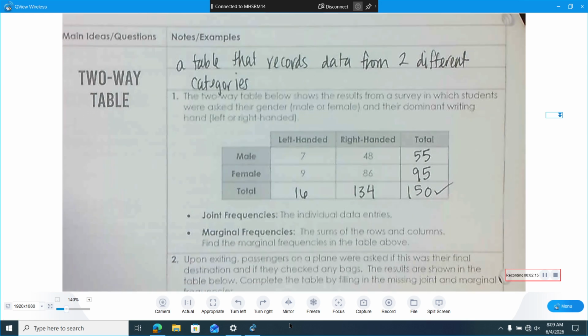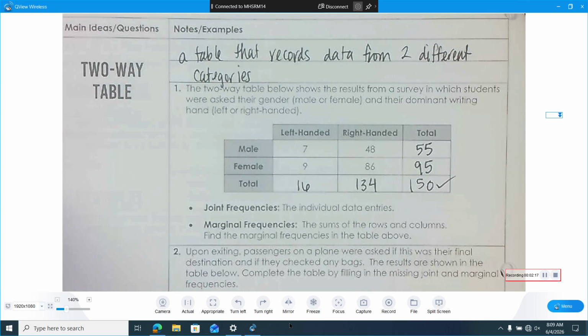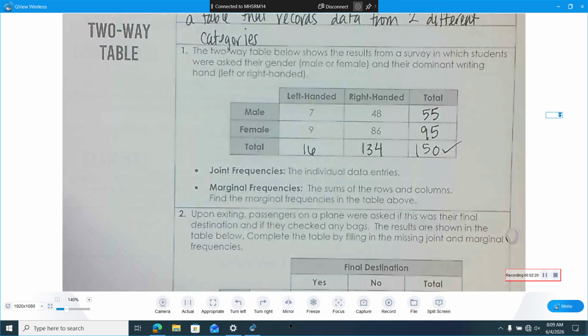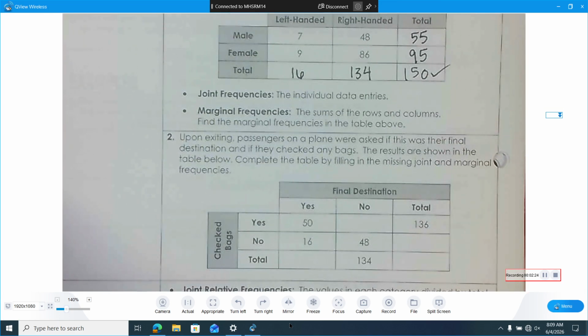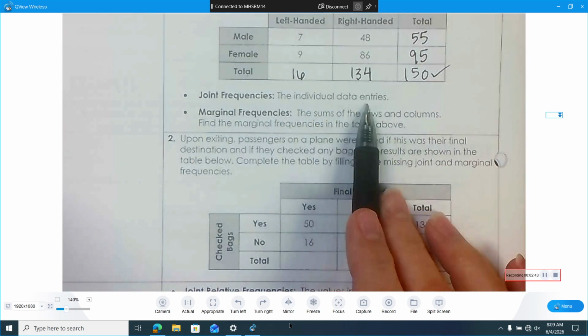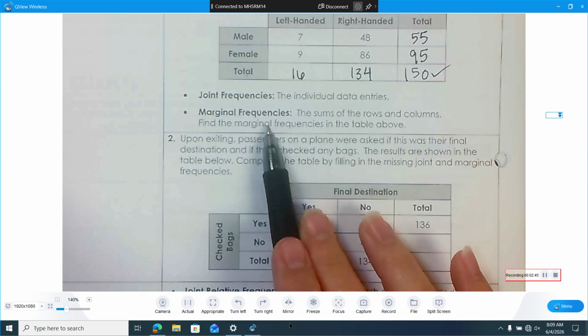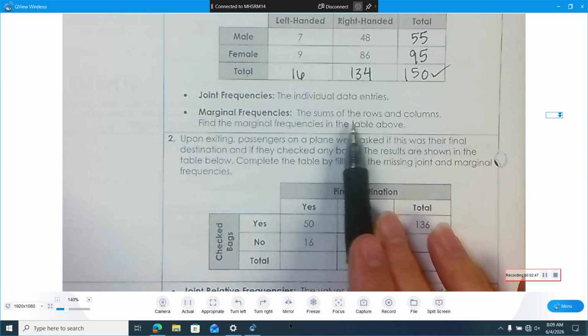All right, so we can create a table pretty easily, and we can also fill in any missing values pretty easily. So let's look at table 2 here. Upon exiting, passengers on a plane were asked if this was their final destination and if they checked any bags. The results are shown in the table. Complete the table by filling in the missing frequency, the missing joint and marginal frequencies. Joint frequencies are the individual data entries, and the marginal frequencies are the totals of the rows and columns.